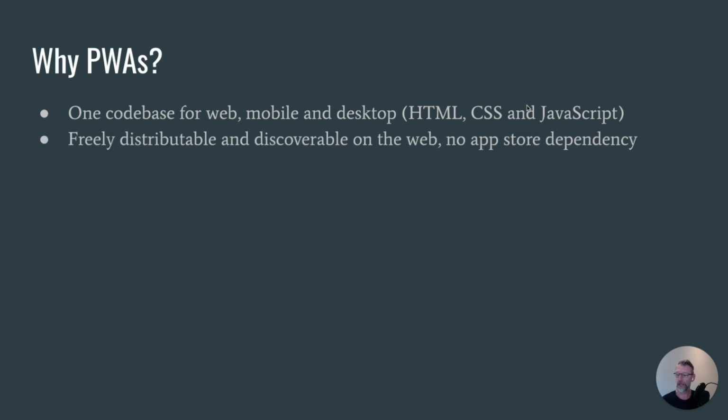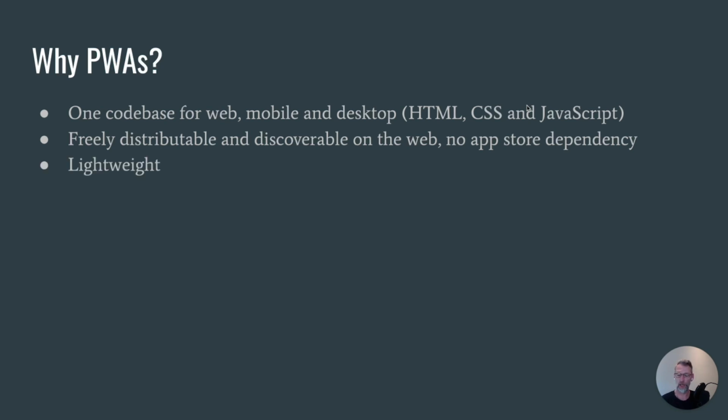You can also freely distribute your progressive web app. You can just put it on the web and send a link to somebody. It can be found on Google. There is no App Store dependency whatsoever, so if you want to distribute your PWA, you don't need to go to an App Store. And it also has the benefit that Apple cannot kick you out if they don't like you anymore, or if they want to provide their own version of your app.